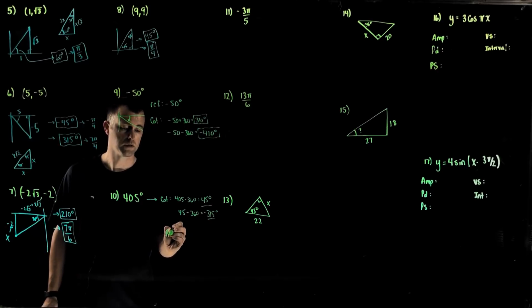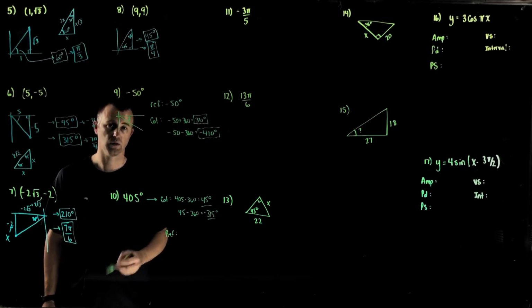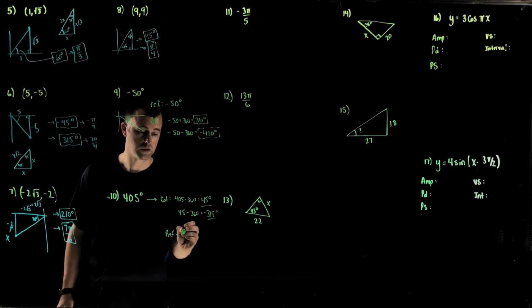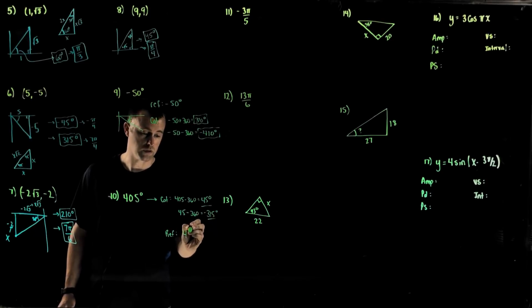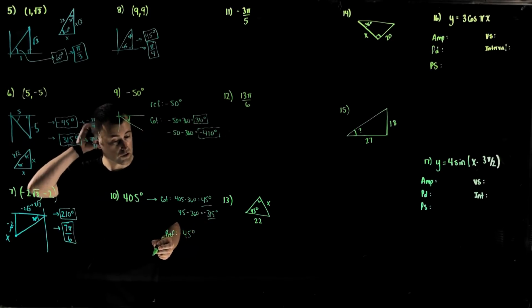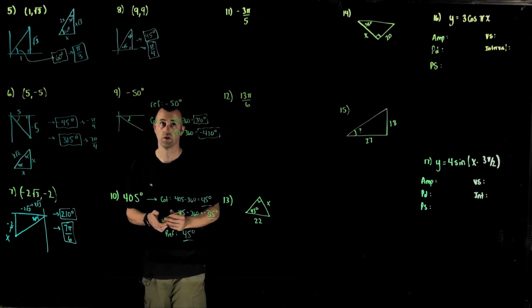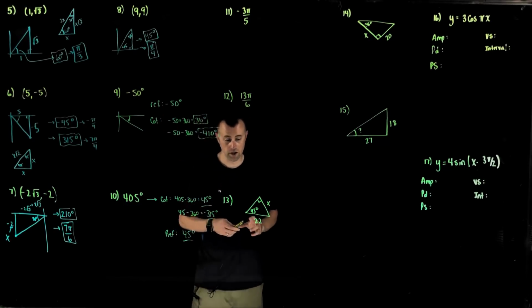Your reference, again, it's just the angle from your x-axis. Well, we're on the positive x-axis here, so in this case, you're at 45 degrees, so that's your reference angle. It's 45 degrees because that's the measure from your x-axis. So that is coterminal and reference angles. So that's it for that.